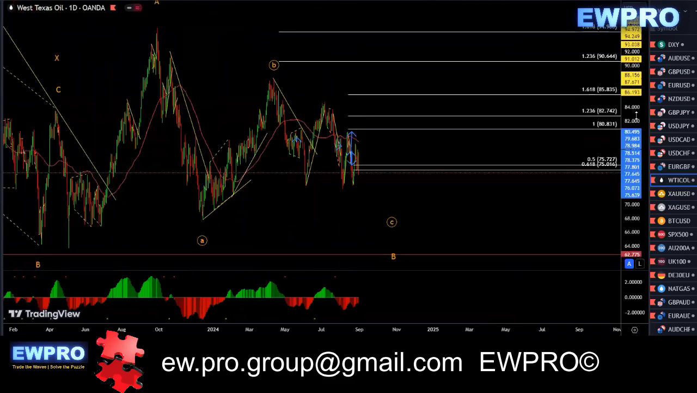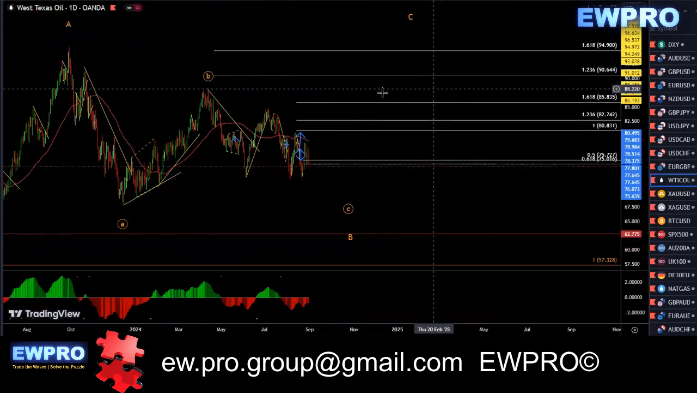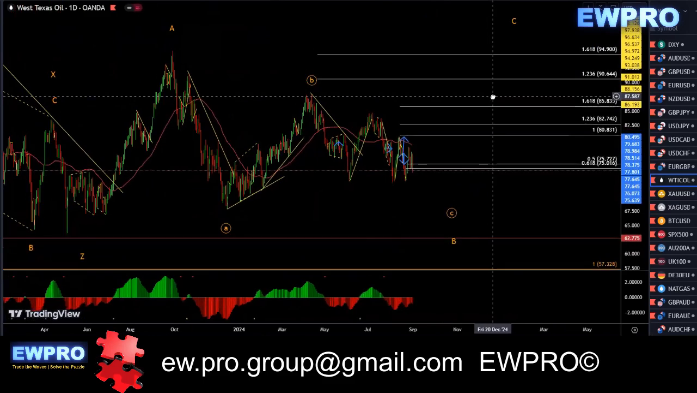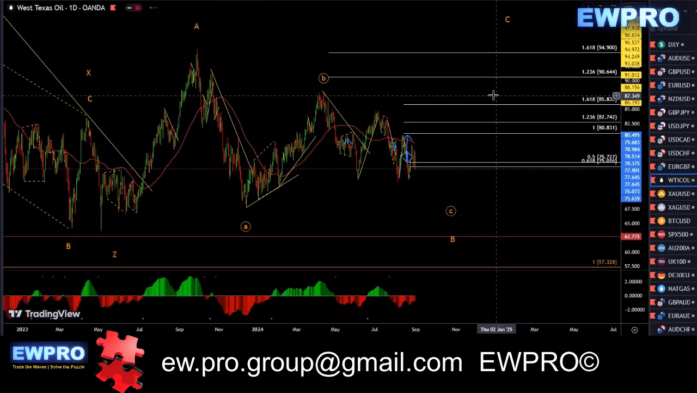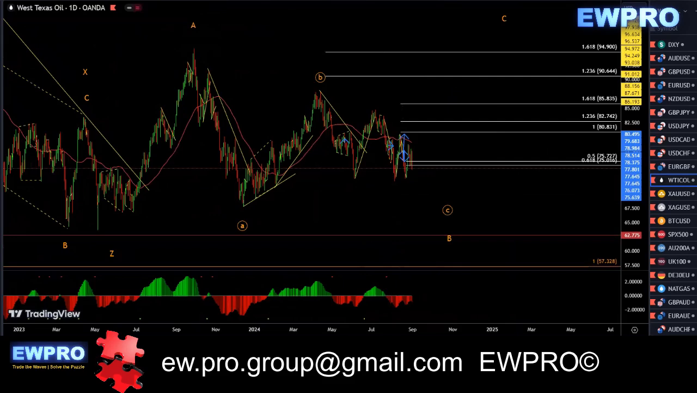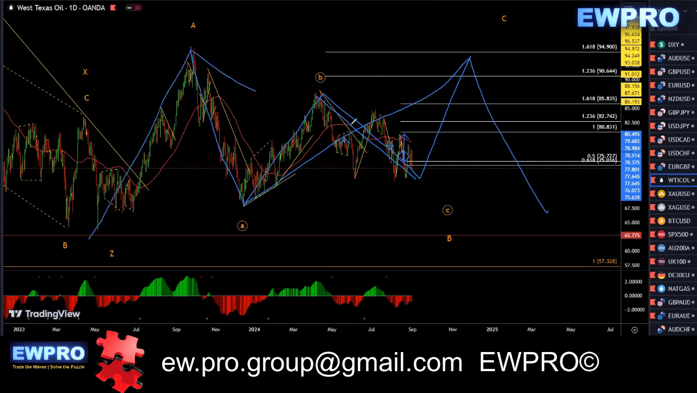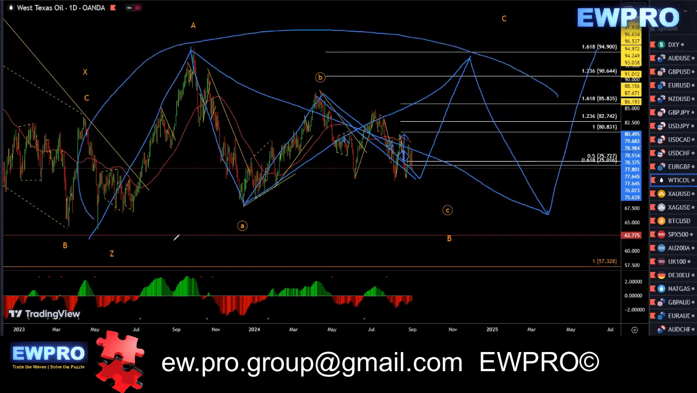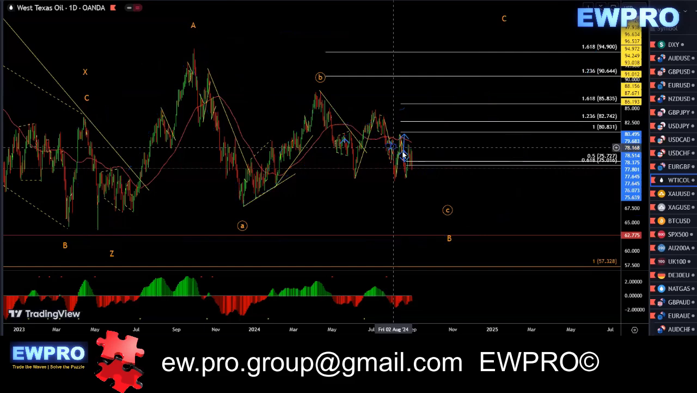WTI has been quite tricky to trade. Sort of looking at this as a B wave, we get that A, B, C, like I've mentioned, I haven't changed my count, and then I'd be looking for that A, B, C before we get the larger A, B, C. So that's pretty much the structure I'm looking at on the daily. It's messing around in here. We're getting a lot of noise.